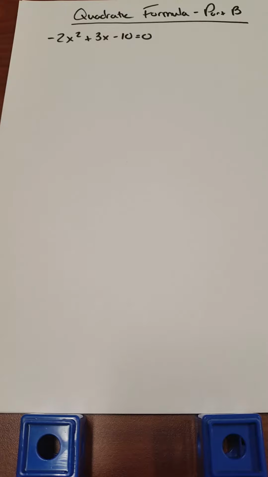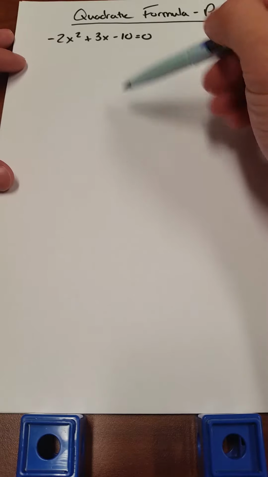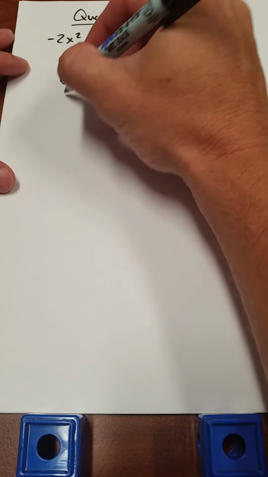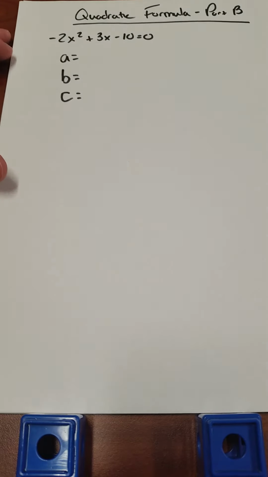All right, continuing from the first part of what we've done with the quadratic formula, what I want you to do now is actually to practice a problem. So write this problem down, and then find the values of A, B, and C. Hit pause and go ahead and write down the values of A, B, and C.